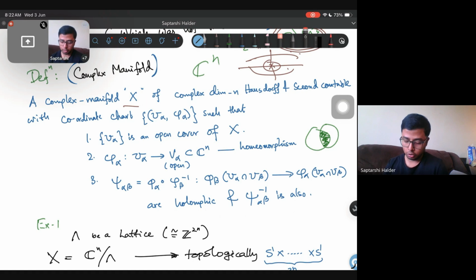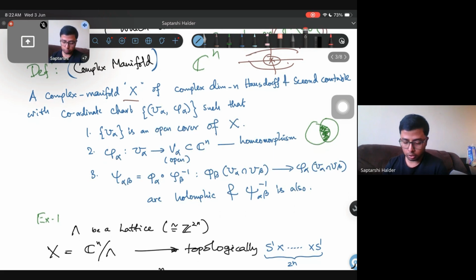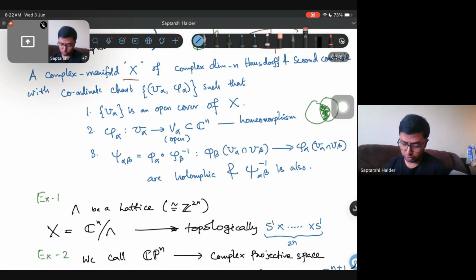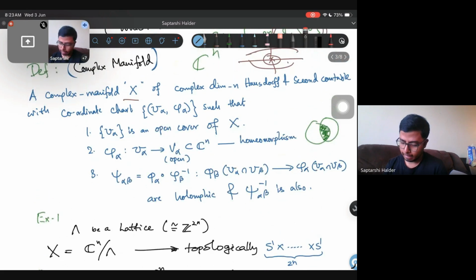Okay, so that is what complex manifold means. So if, for any subset of Cn, we can define these things separately, we can tell that it is a manifold of dimension n, a complex manifold of dimension n. Okay, so it's natural to ask what the examples are.